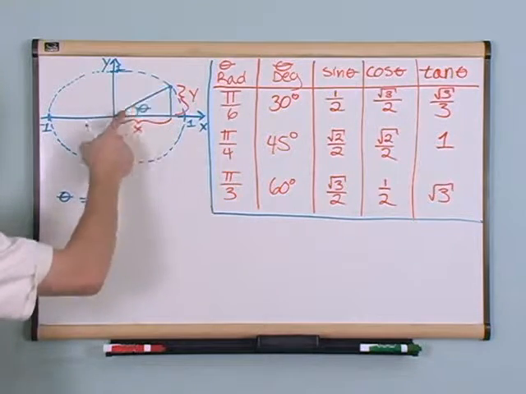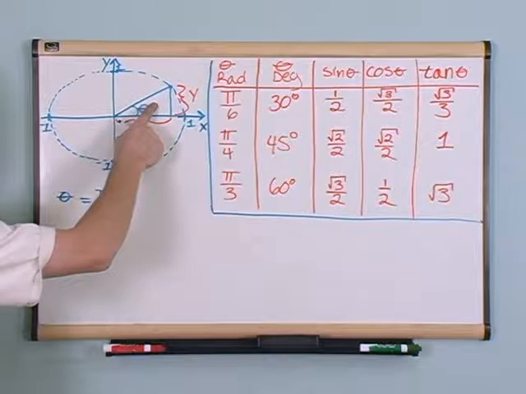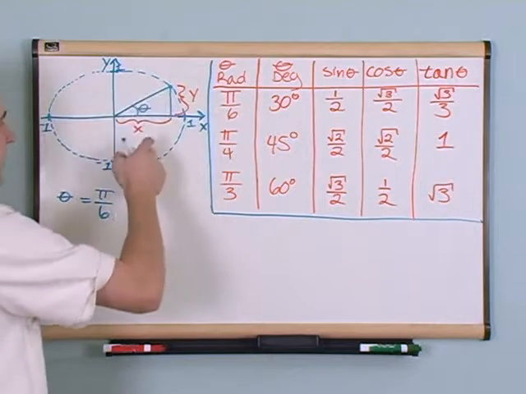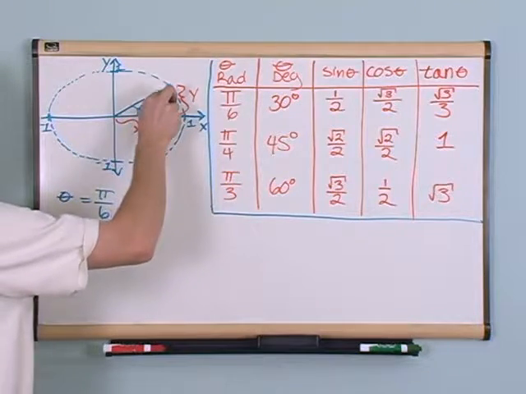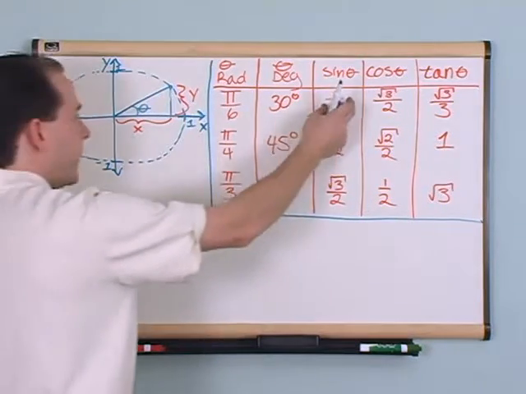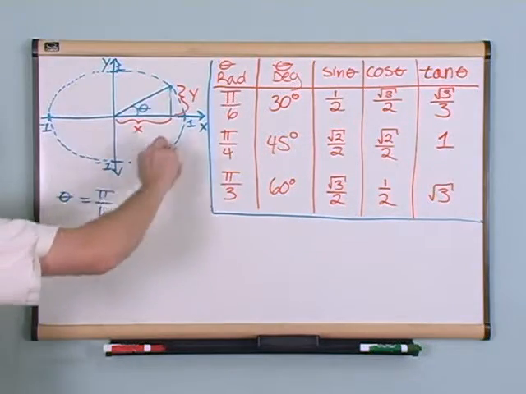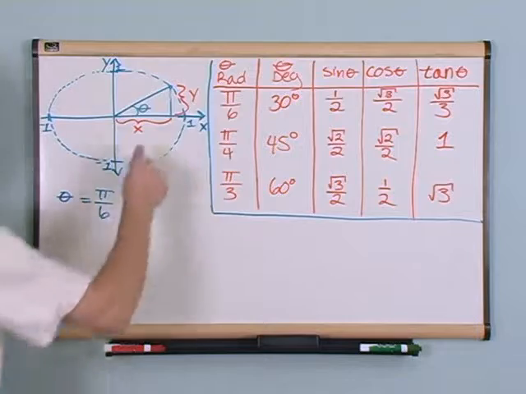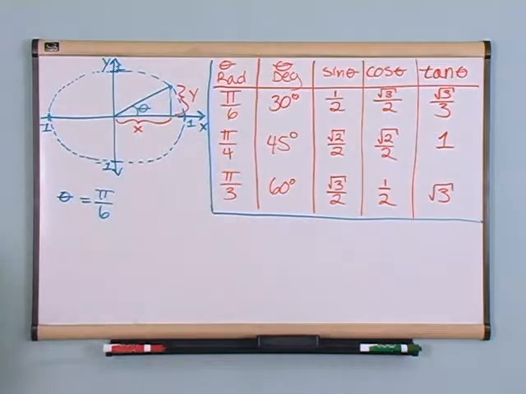So if this angle were 30 degrees, pi over 6, and I calculate the sine of it, then what this means is if I draw this triangle to the unit circle and I measure this, what I'm going to measure is 1/2. Remember, this unit circle is a unit of 1, and so this measure has to be less than 1, and it's equal to 1/2.